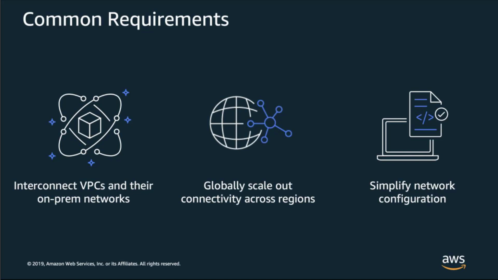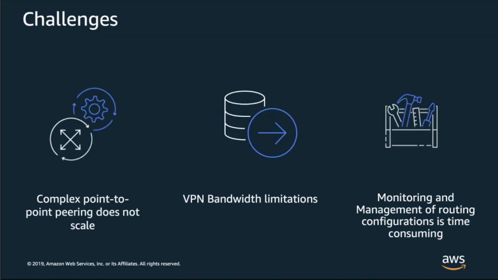And that's certainly become a growing requirement. But with all of this, there's also the paradox of simplifying network configuration. So as you can think through, doing more and more VPCs and more on-prem environments and scaling out globally, how do we simplify that and make it easier? And that's one of the things that we certainly try to do here at Amazon. So that doesn't come without its own challenges. So there's complex point-to-point peering. That doesn't really scale. And we'll get into some of those details and ways around that. But just doing point-to-point connections has its practical limits.